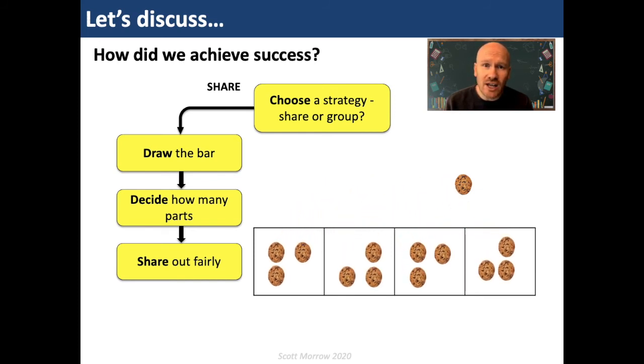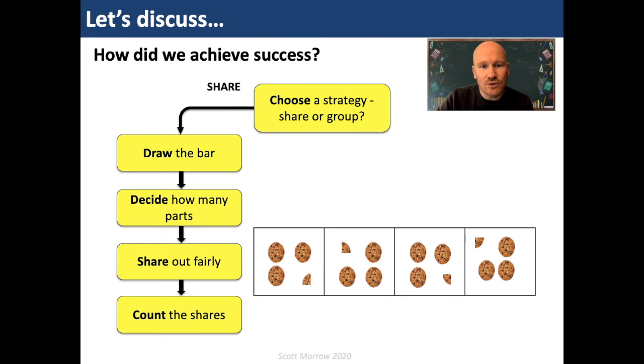We then had 1 left and we decided that that cookie could be cut into quarters, which could then be shared out evenly. The last thing we need to do then is count the shares, and we can see there that each of the children received 3 1/4 cookies.